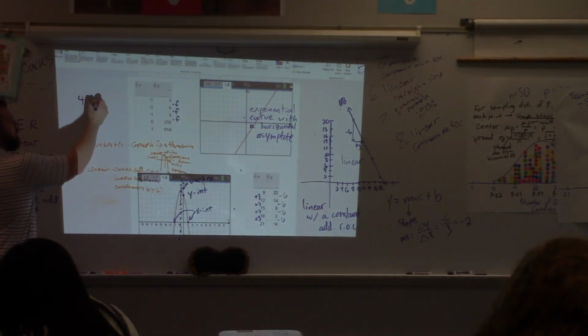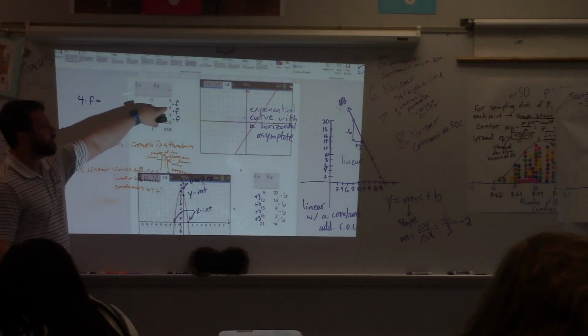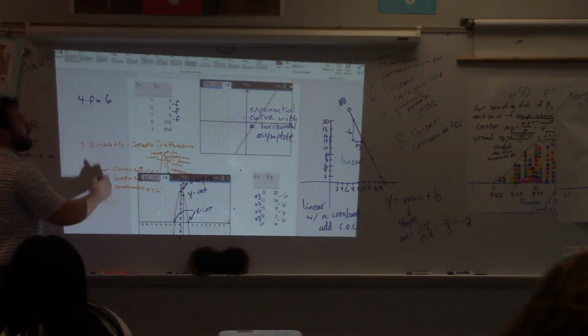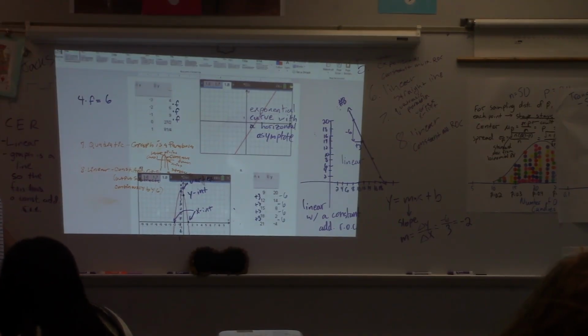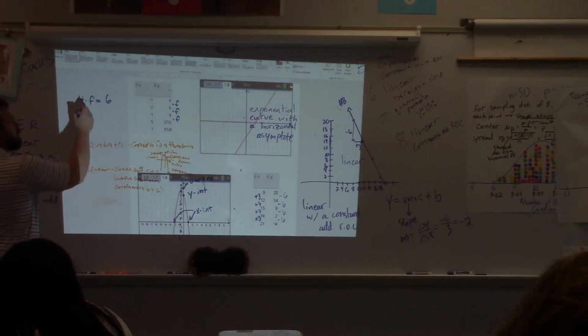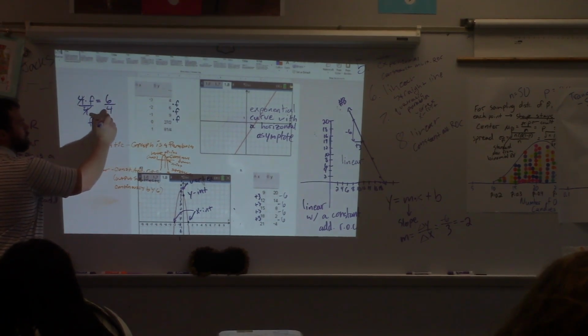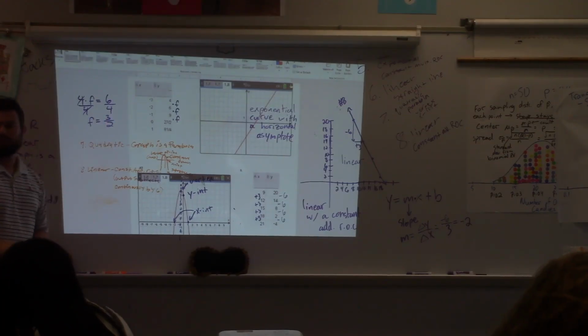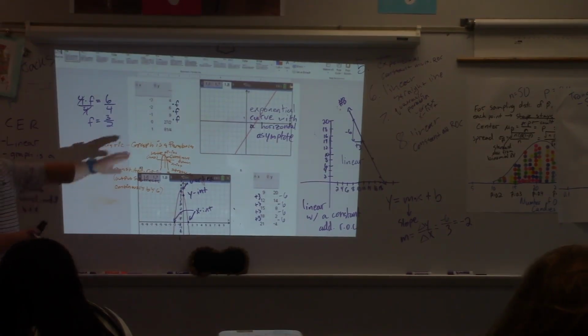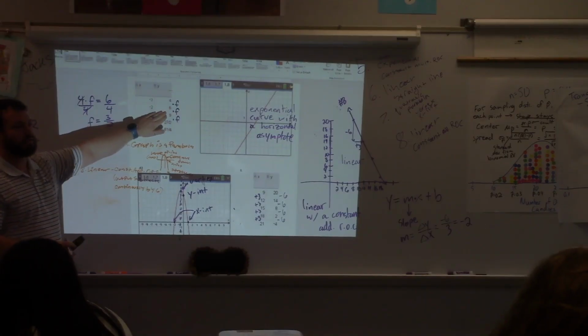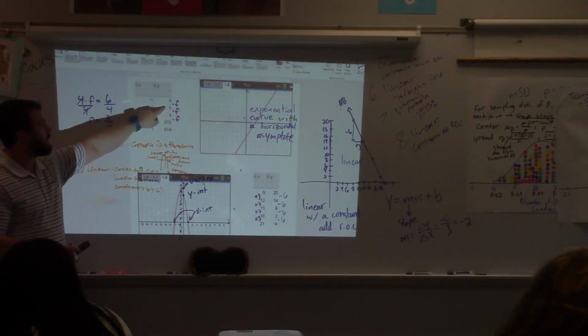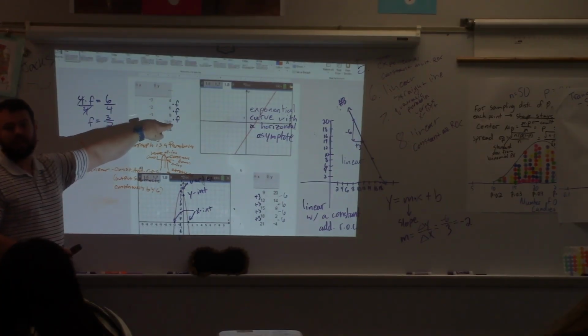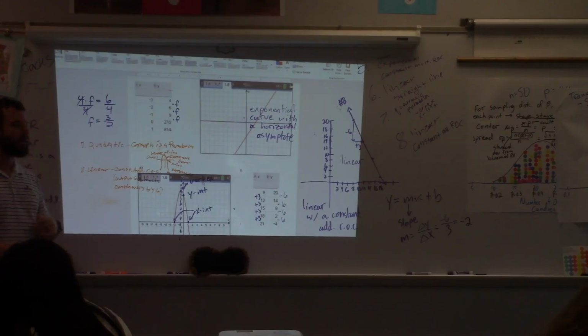4 times my factor has to equal 6. How would I solve that equation? Yes, and you know what 6 divided by 4 simplifies to? 3 halves. So if you think it's exponential but you don't know what the factor is, take a value, multiply it by your factor, and you get the next one. Then check it. 6 times 3 halves is 9. 9 times 3 halves is 27 halves. So your constant factor gets you there.